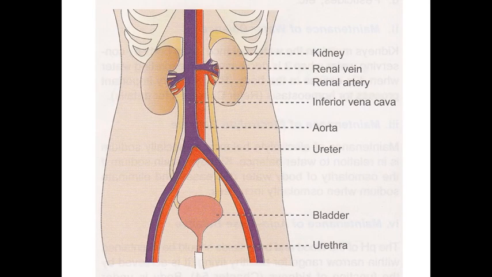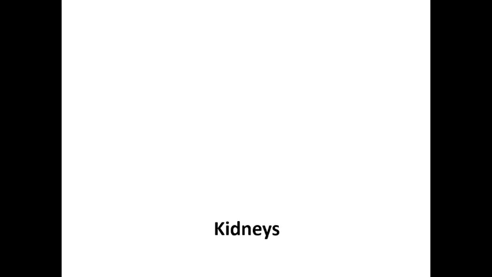Now if you look at this picture, you will see the parts of the human urinary system. You can see the two kidneys, the two ureters that bring the urine formed in the two kidneys into the urinary bladder, the urinary bladder where the urine is stored, and then the urethra through which the urine comes to the outside.